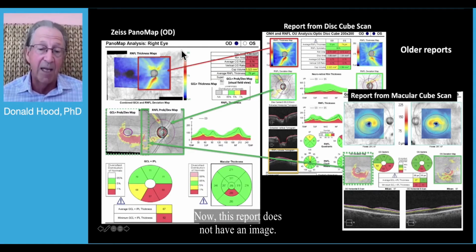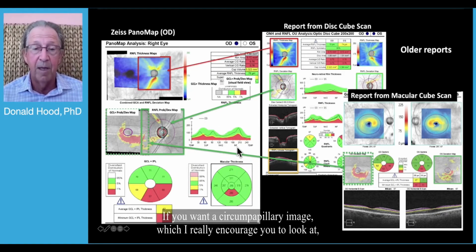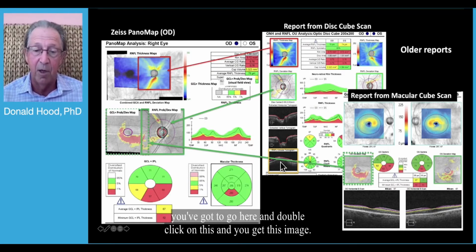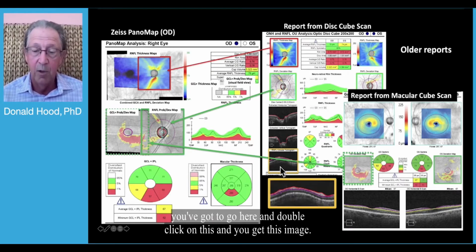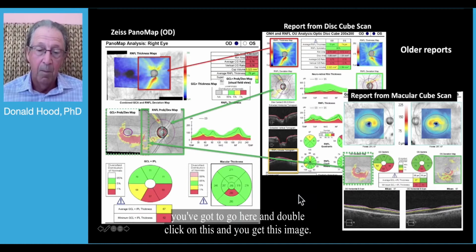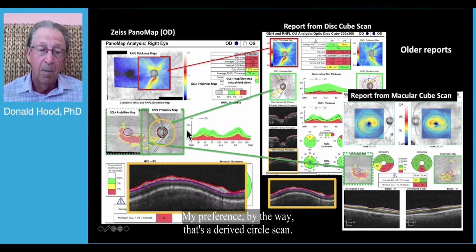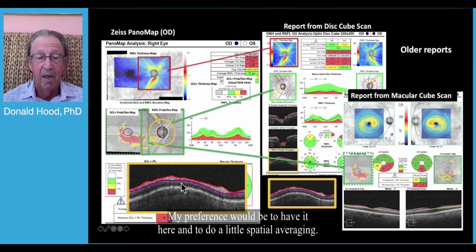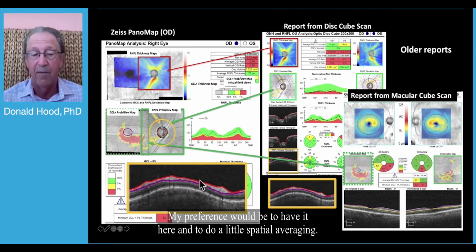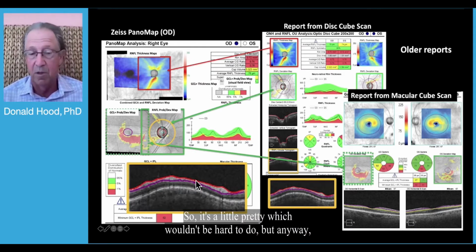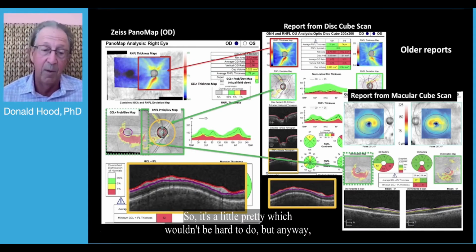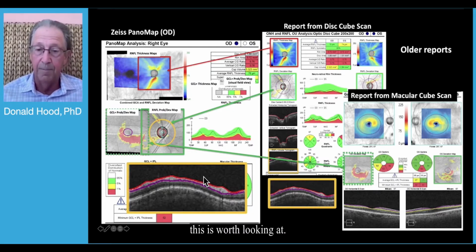Now, this report does not have an image. If you want a circumpapillary image, which I really encourage you to look at, you've got to go here and double click on this and you get this image. By the way, that's a derived circle scan. My preference would be to have it here and to do a little spatial averaging so it's a little prettier, which wouldn't be hard to do. But anyway, this is worth looking at.